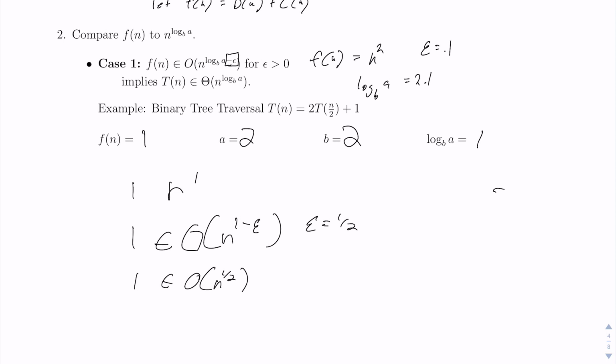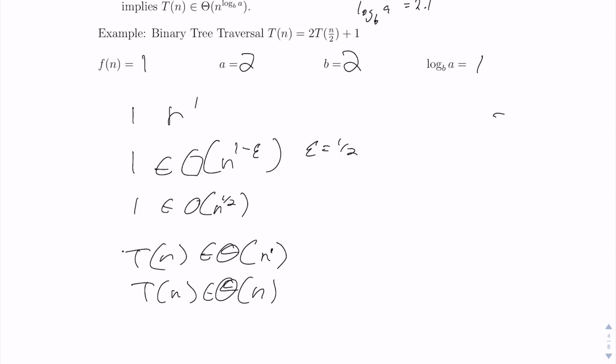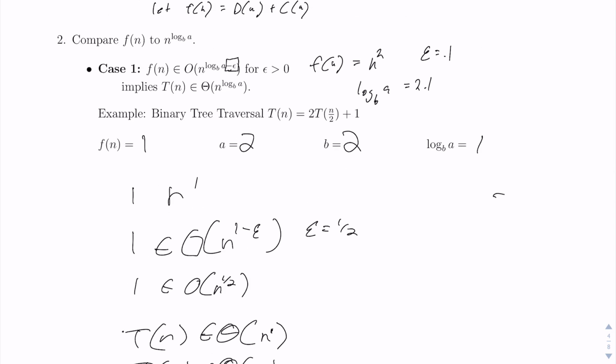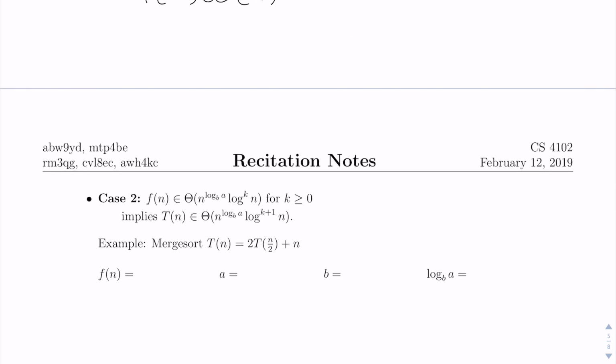So what does this mean, though? We have T of n is now going to be theta of n to the log base b of a, which is, as we said earlier, 1. So T of n is big theta of n. And so you get a binary tree traversal. The time that it takes to do that is tightly bounded by theta of n, right? So that's case 1 of the master theorem, a pretty simple example of that. You want to explain case 2, or? Yeah, sure.